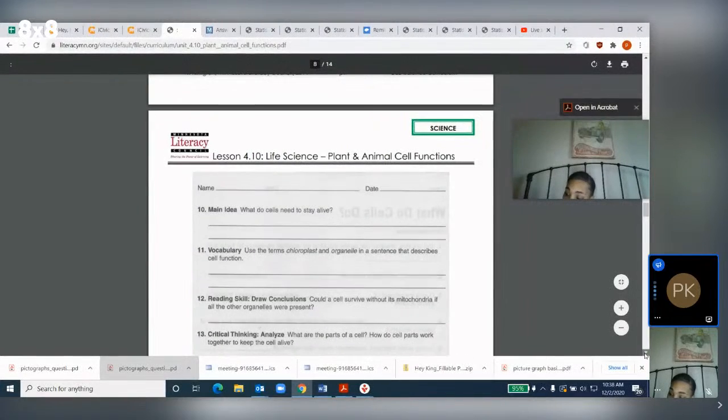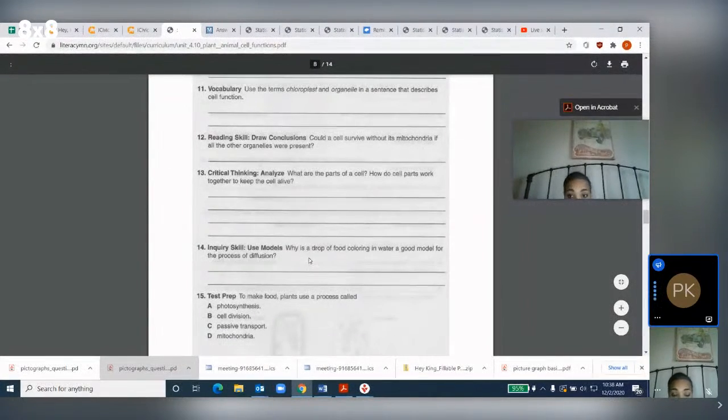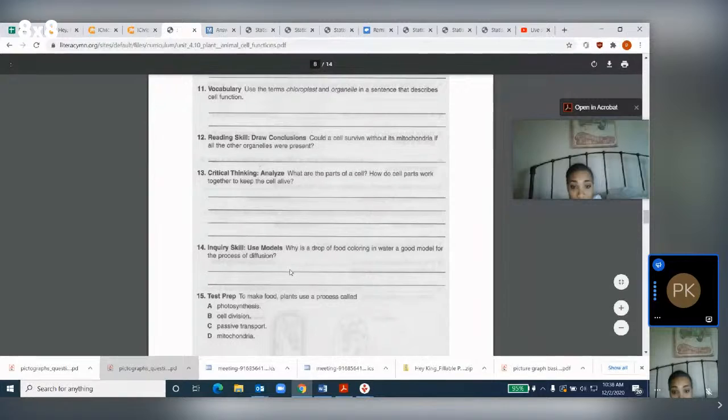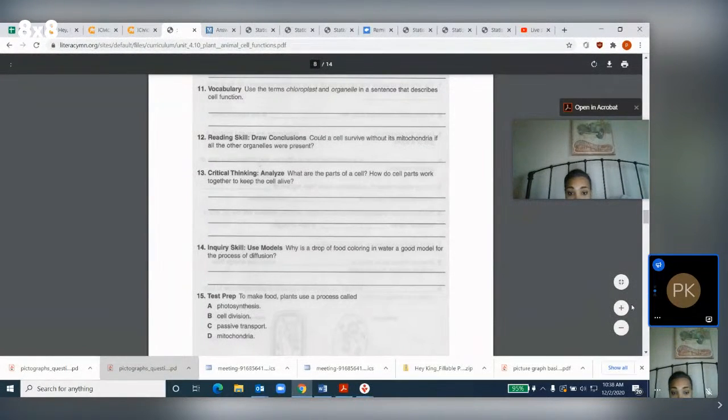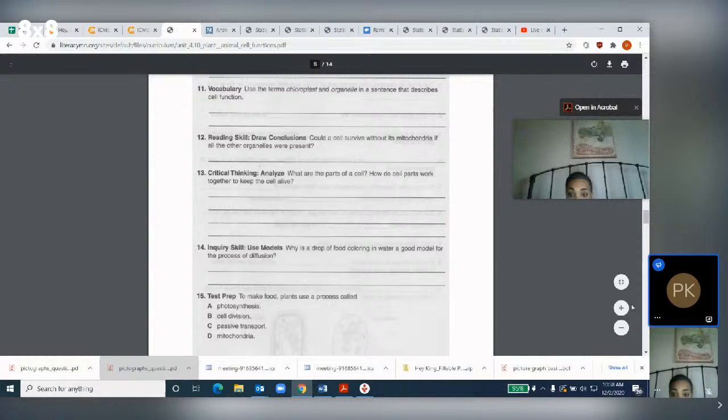Okay. And 14. Why is a drop of food coloring in water a good model for the process of diffusion? Because diffusion spreads substance through a gas or liquid. So the substance, food coloring, is being spread through the liquid water. That's why when you put one drop in, if you drop a red dot of food coloring in a bowl or a glass of water, pretty soon, the entire glass or bowl becomes red. And that's just an example of diffusion.